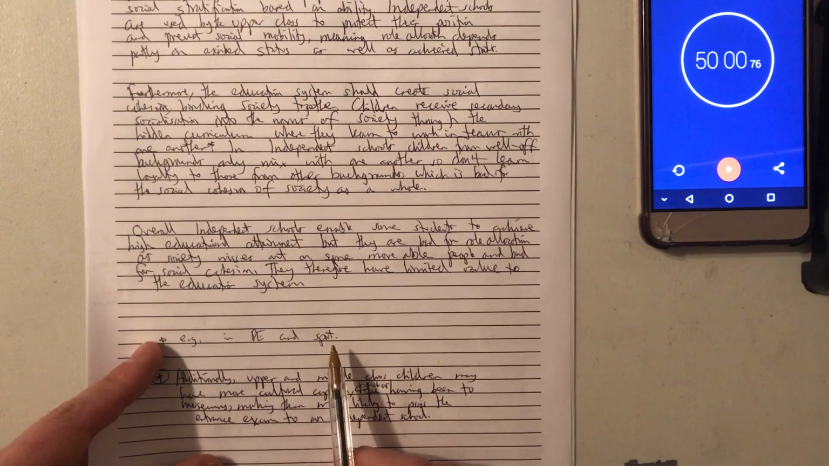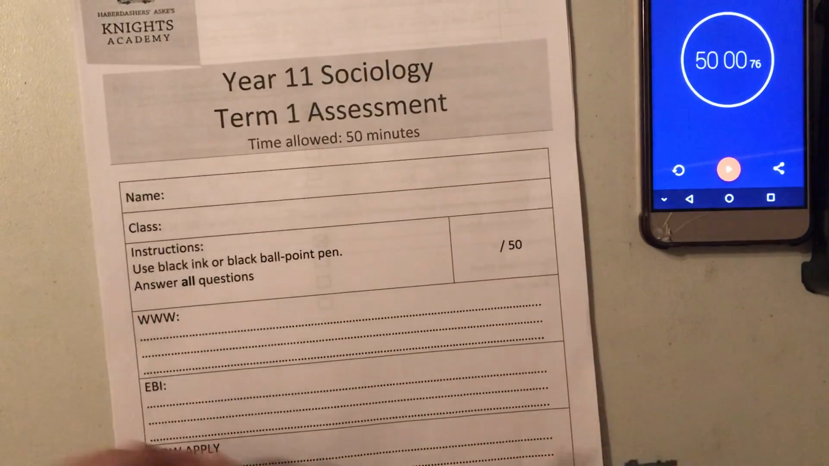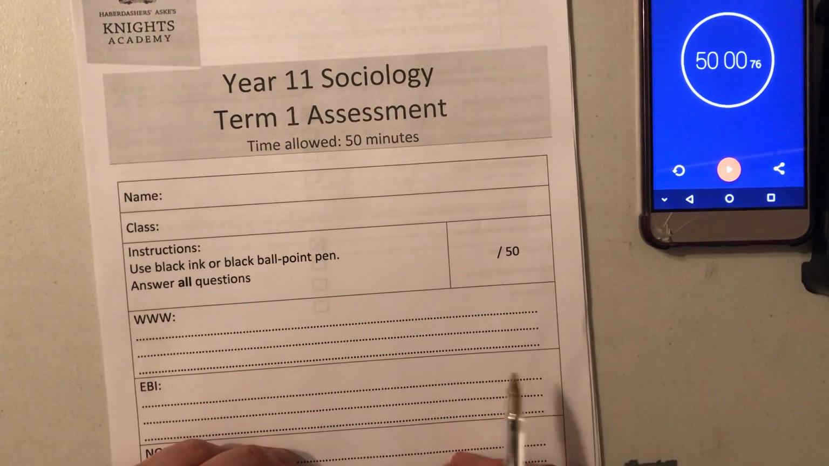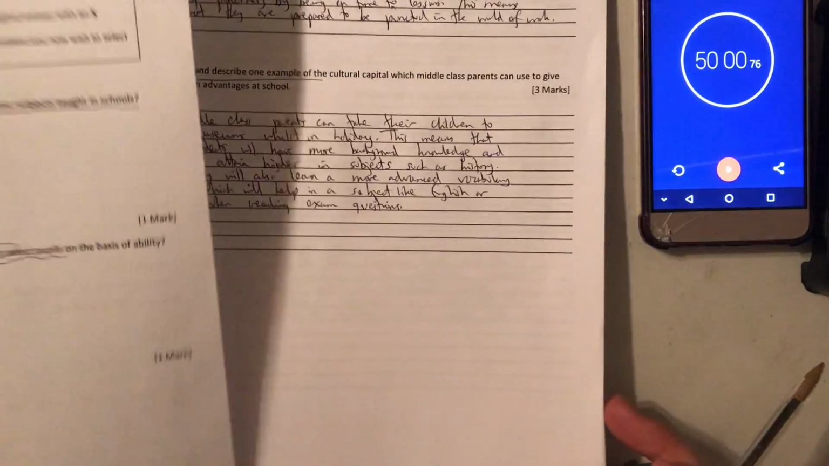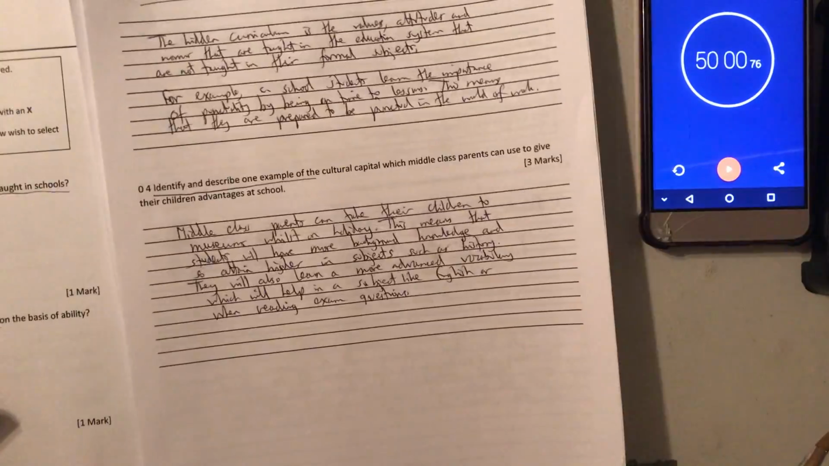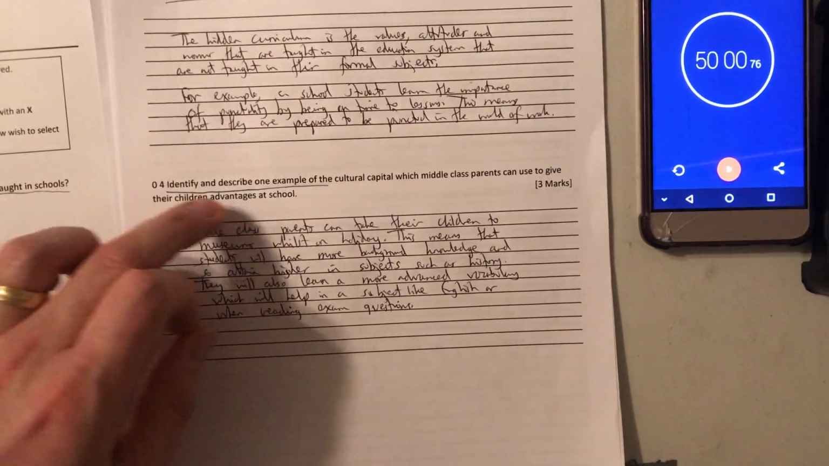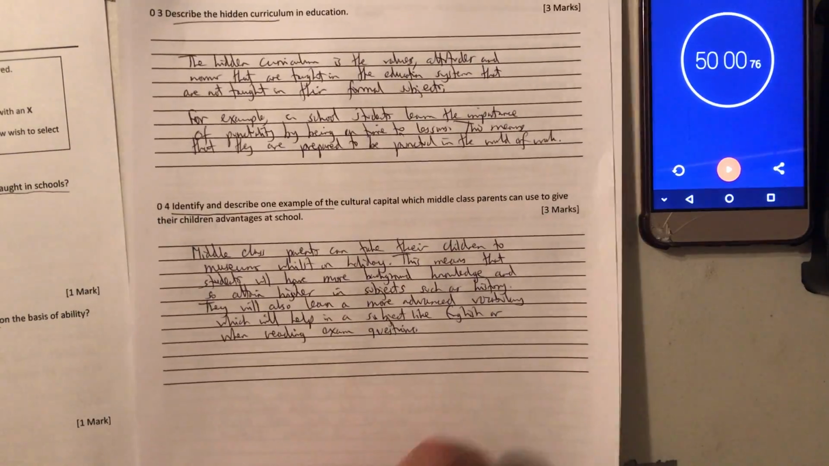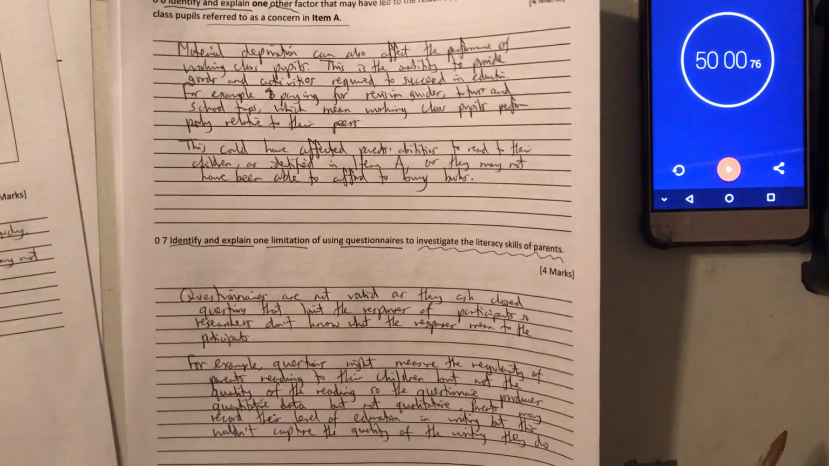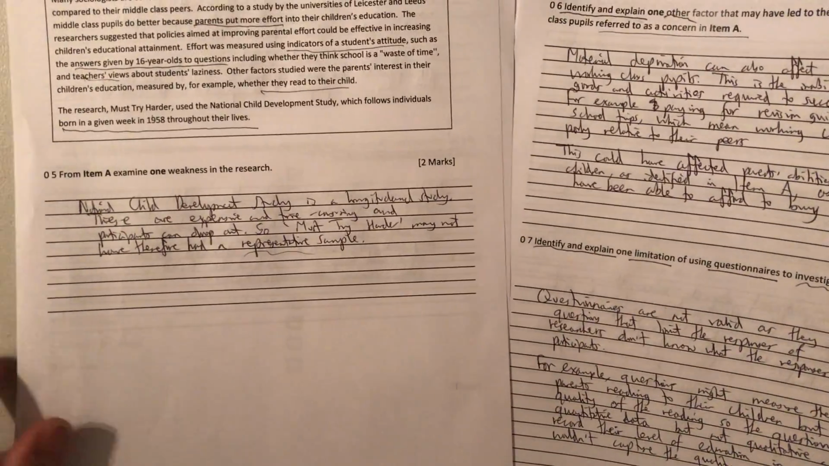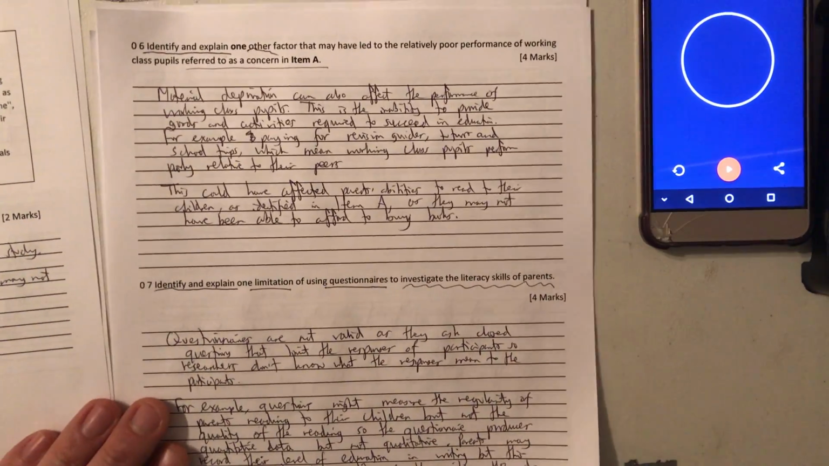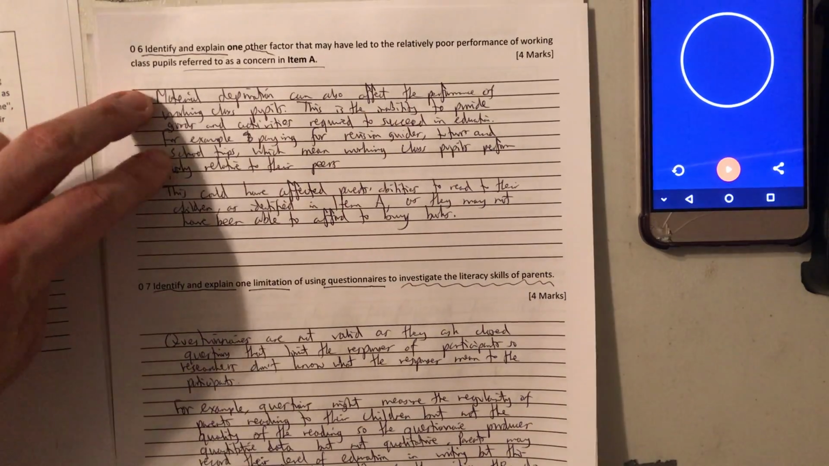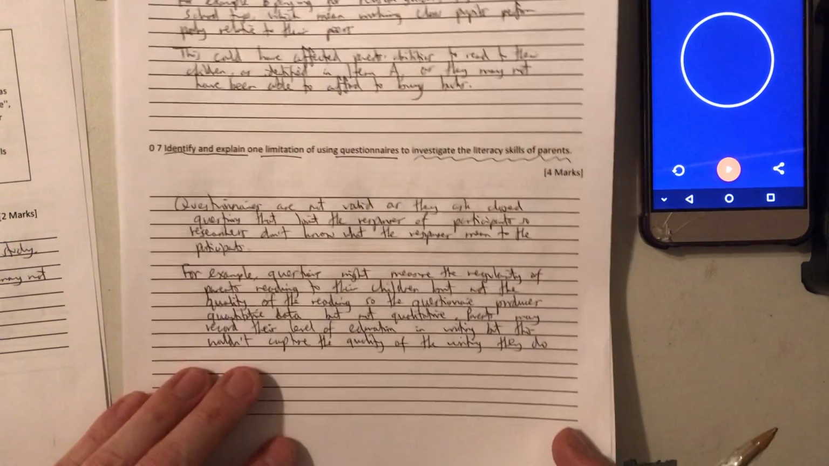Okay, so there we go. I had 50 minutes. I did all the questions. It's worth 50 marks. My 1 mark questions are right. My 3 mark questions I've described and explained with examples, so I've got full marks there. My 2 mark question, I identified a weakness and I linked it to the item. My 4 mark question here, identified and explain. I had my paragraph, I linked it to my item.